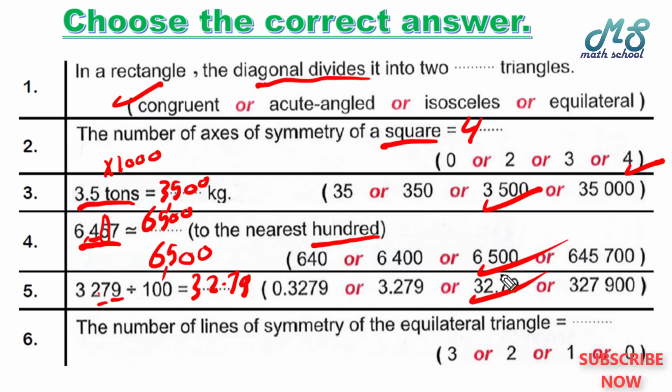Number 6 the number of lines of symmetry of equilateral triangle. كلنا عارفين ال equilateral triangle هيبقى 3. سألك على الايسوسيليس هتقول له 1. سألك على السكالين triangle هتقول له 0. مهمة جدا. سألني على السكوير قبل كده قلنا 4.